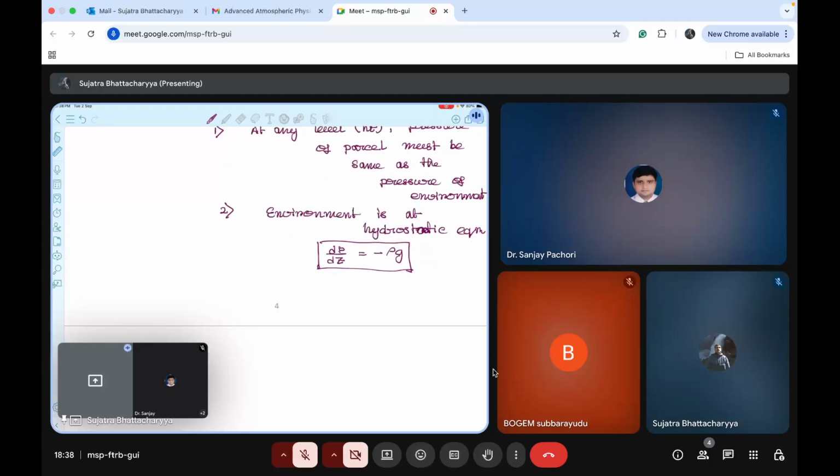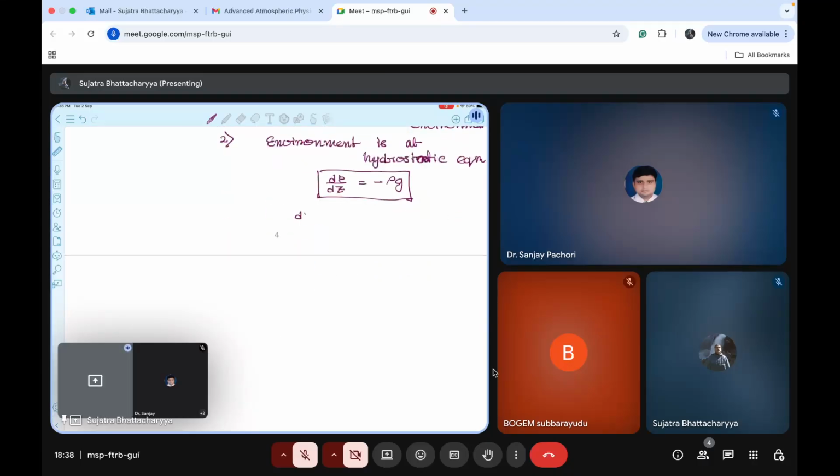So suppose this is your momentum equation. Remember, dw dt is equal to the vertical pressure gradient acceleration minus gravity. All other terms, the Coriolis and so on, let us forget for the time being. When the hydrostatic approximation is valid, dw dt is 0, that means vertical acceleration is 0. We are talking about the environment, so there is no acceleration there. Only the balance between these two exists. That is the second assumption of the parcel theory.